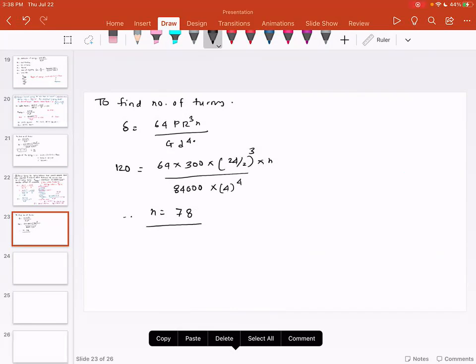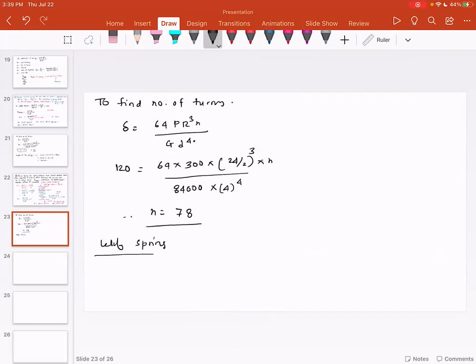Well, the next part which I want to talk about is design of leaf spring. So let me show you a leaf spring. How are these leaf springs made? Basically, as the word says, leaf spring, you have a metallic piece. It's a small plate.